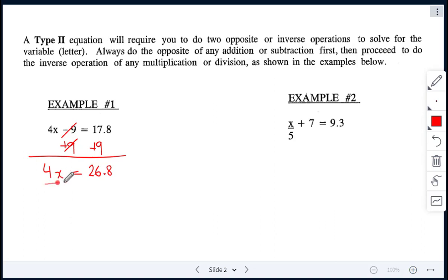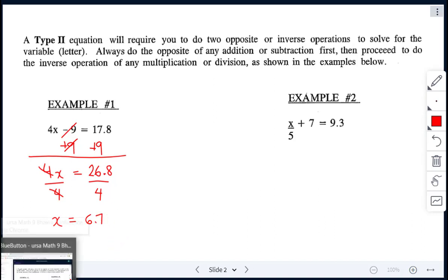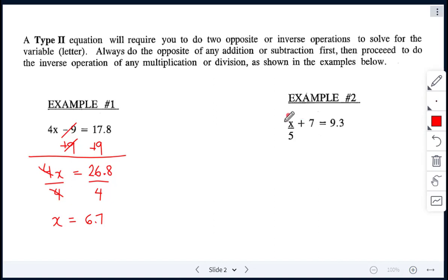So we're going to divide by 4, but whatever we do to the left side, we have to do to the right side. So 4x divided by 4 is 1, or 1x, which is just x. And then 26.8 divided by 4, you can go ahead and just put that in your calculator, and you'll get your answer of 6.7. Good. Okay, so our next example, we have x over 5 plus 7 equals 9.3.